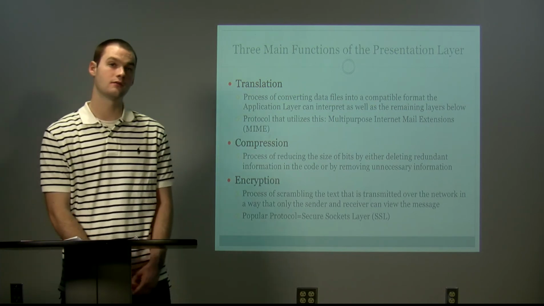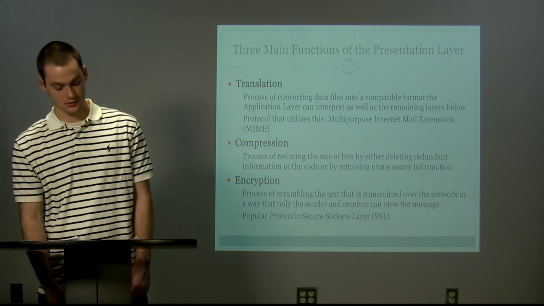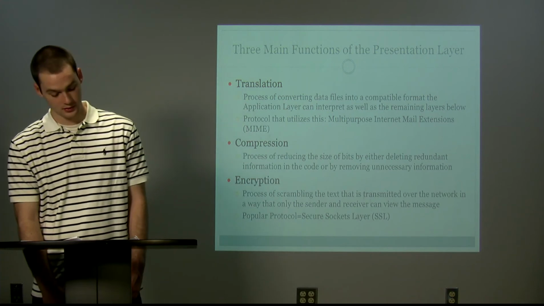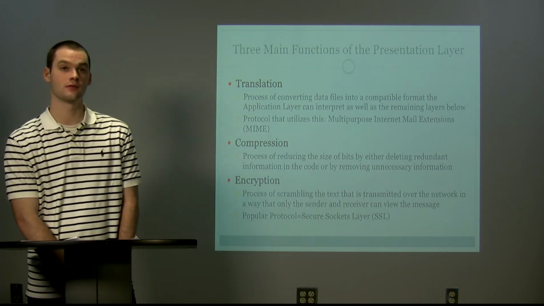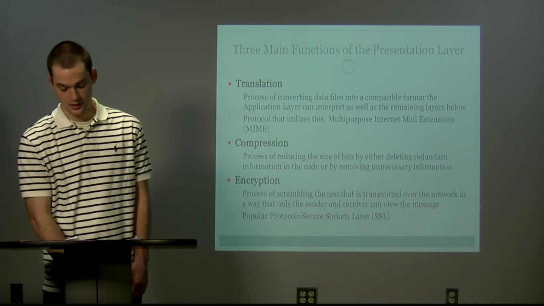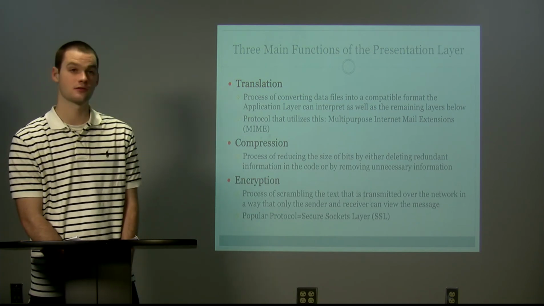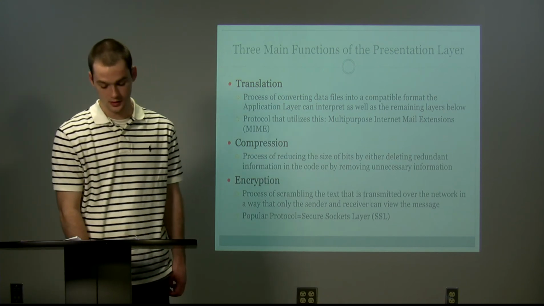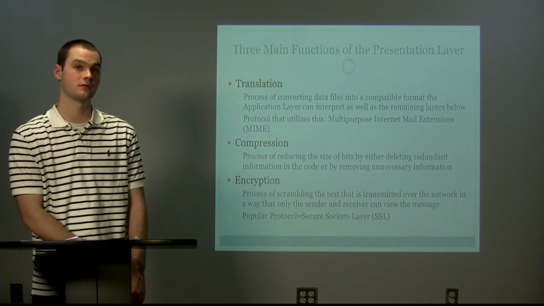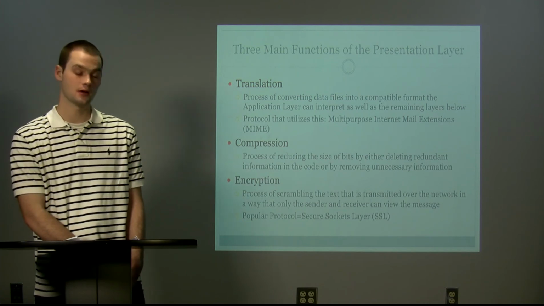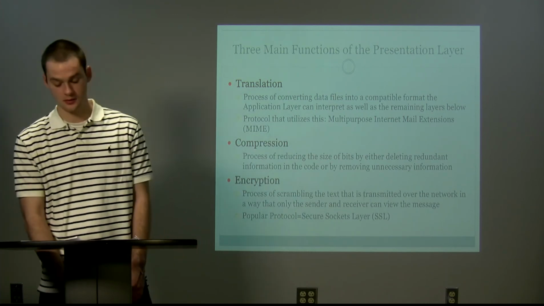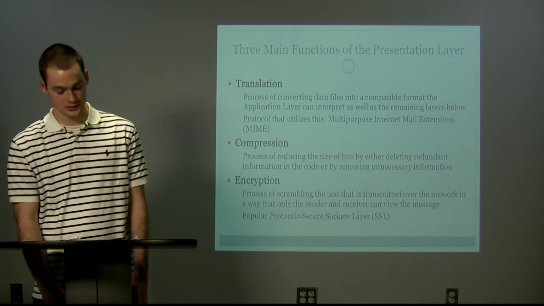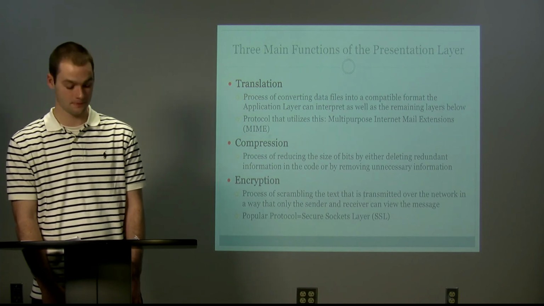A second function of the presentation layer is compression. This is the process of reducing the size of the bits by either deleting redundant information in the code or by removing unnecessary information. This helps increase throughput when sending a message, and it also reduces the costs between each node. And the third and final function of the presentation layer is encryption. This is the process of scrambling the text that is transmitted over the network in a way that only the sender and the receiver can view the message.